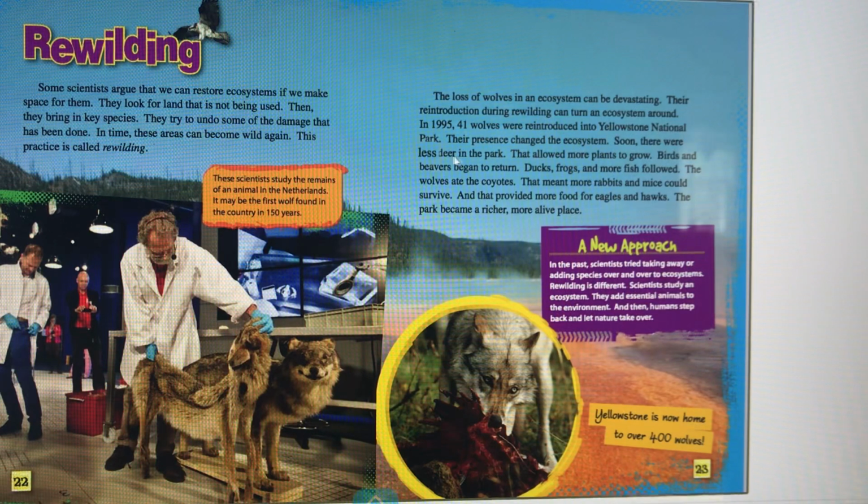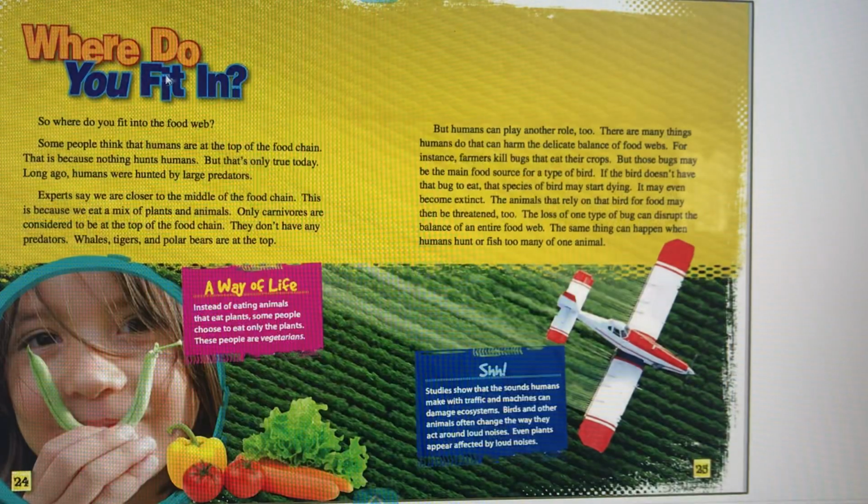Soon, there were fewer deer in the park. That allowed more plants to grow. Birds and beavers began to return. Ducks, frogs, and more fish followed. The wolves ate the coyotes. That meant more rabbits and mice would survive, and that provided more food for eagles and hawks. The park became a richer, more alive place, just because they added 41 wolves.